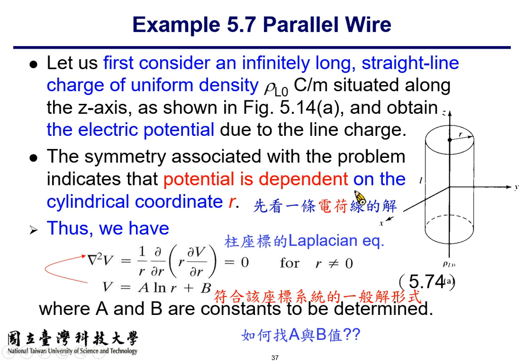So the Laplacian in the cylindrical coordinate system for this problem is this. You see we only have the r coordinate involved in this Laplacian. The complete Laplacian of V also includes z and phi, but because of the problem geometry, it's invariant to z and phi. So we only have r. The general solution for this second-order differential equation is V equals A times log of r plus B.